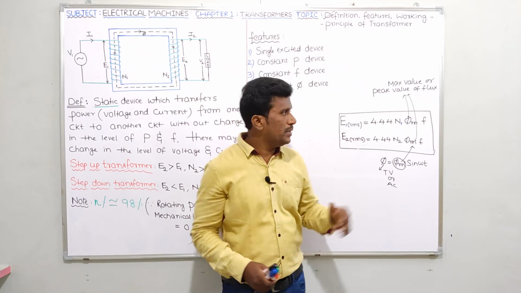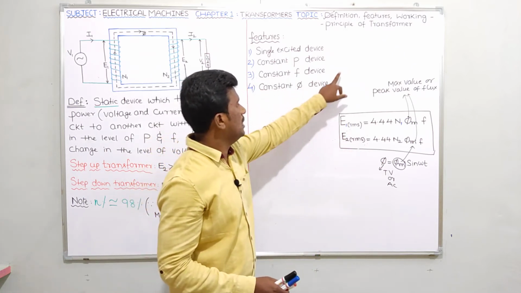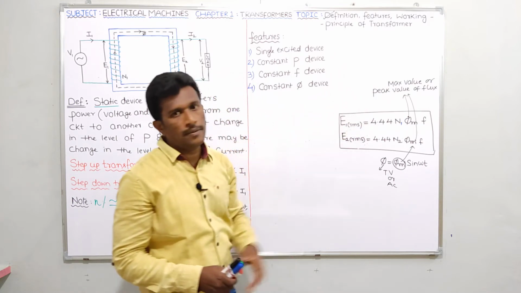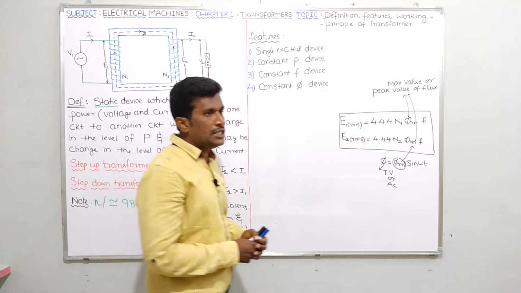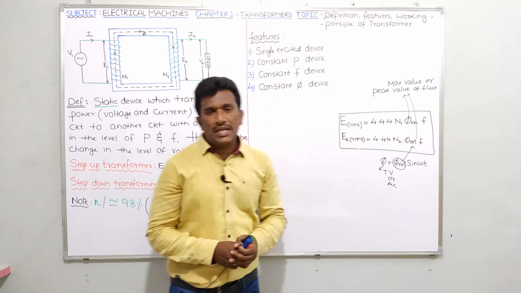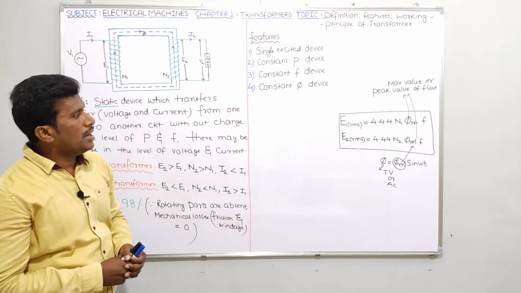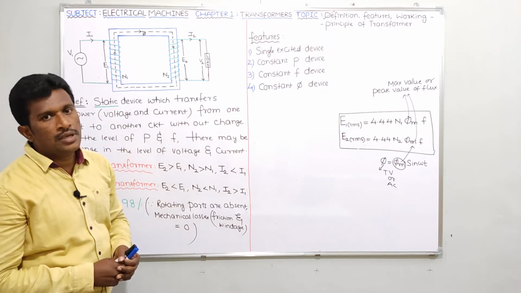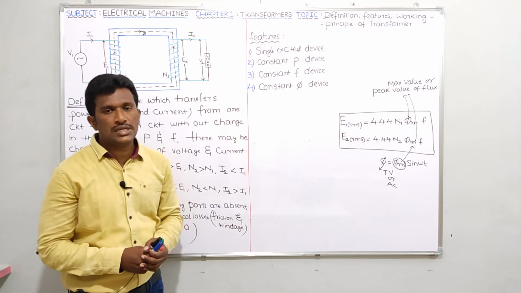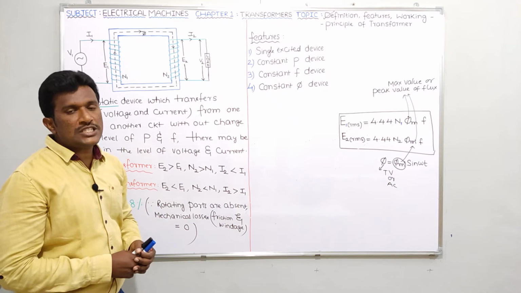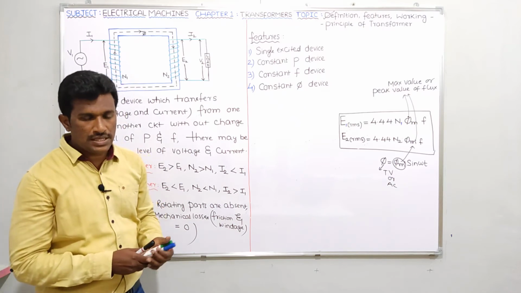Is it clear? So please, those who want explanation, after writing constant flux device, in bracket just note down: since the magnitude of maximum value of core flux is maintained constant irrespective of load changes. Is it clear?